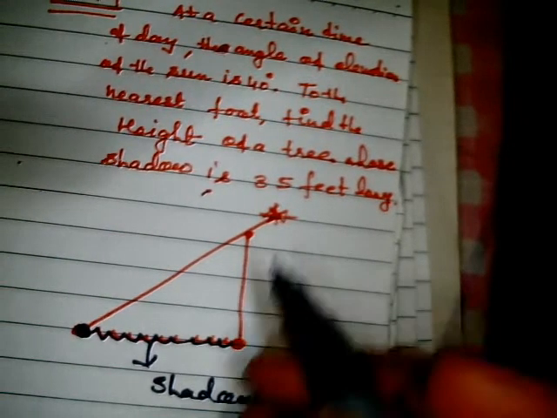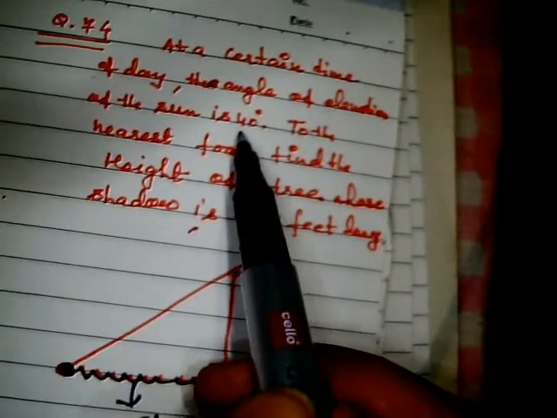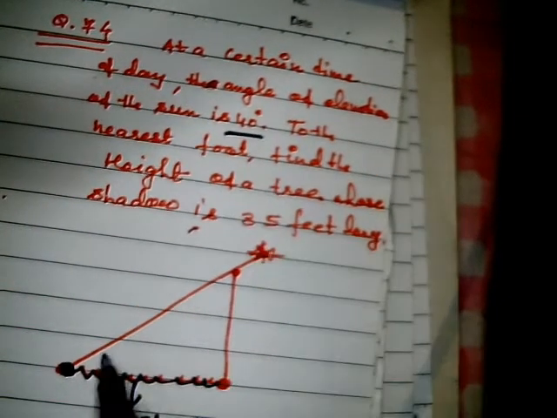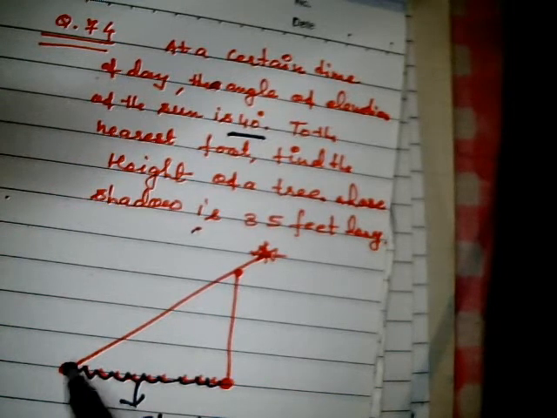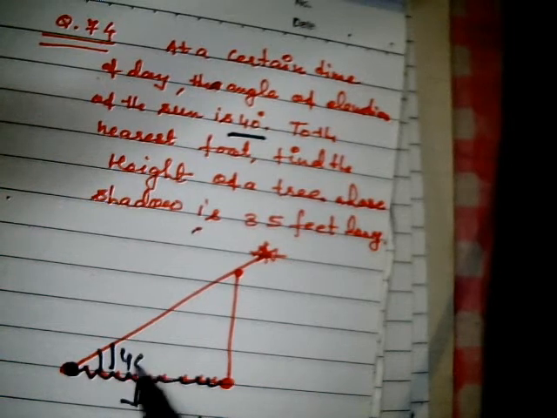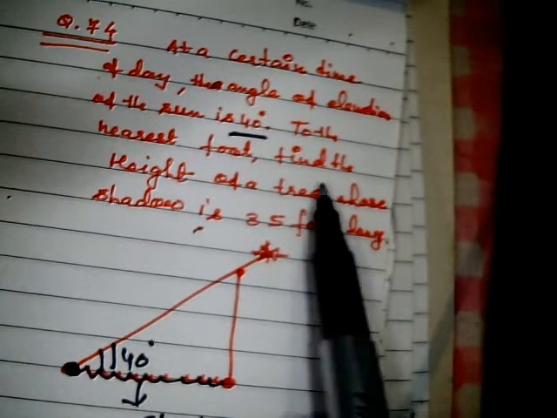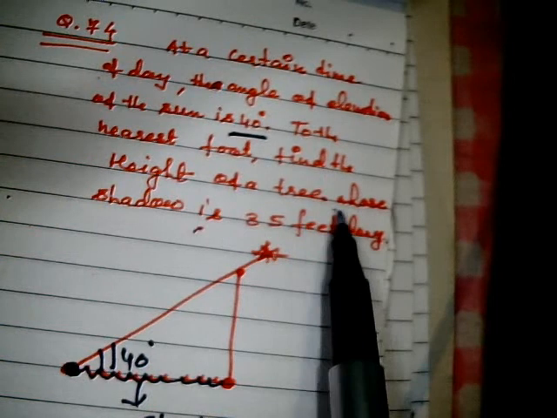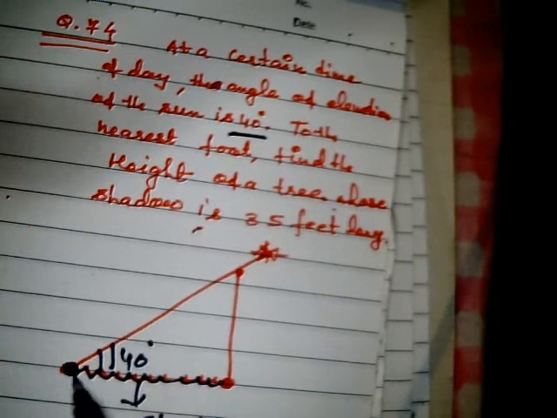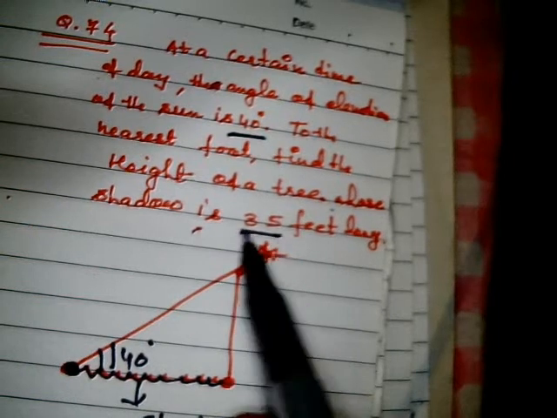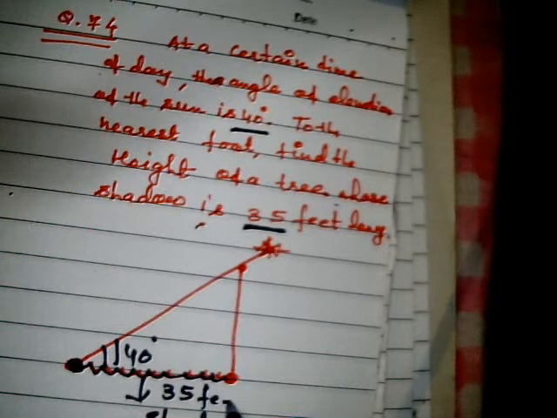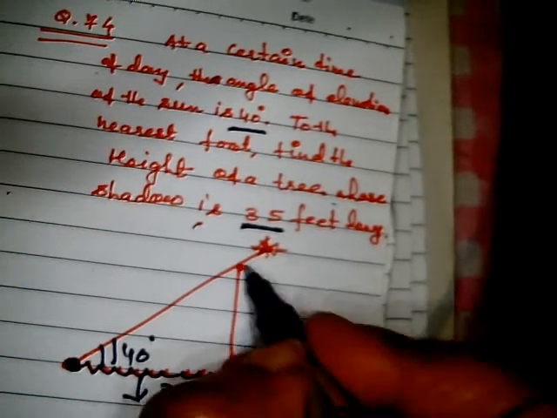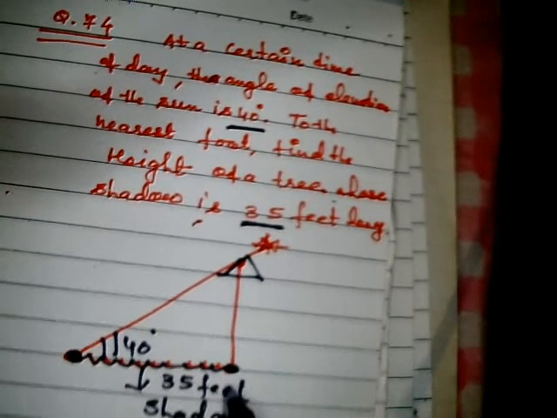What is given? That angle is 40 degrees. So this angle of elevation is made from bottom to top. Okay, now what is given? The point which is touching the ground is the shadow, and the shadow is 35 feet long. This is the base of the tree. This is your tree. From the base of the tree, this shadow is 35 feet long.